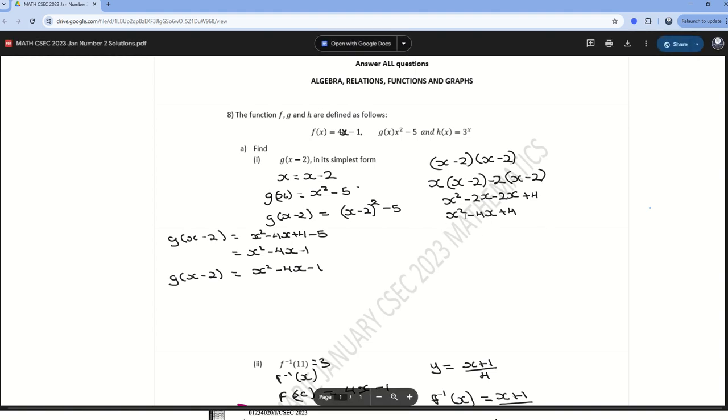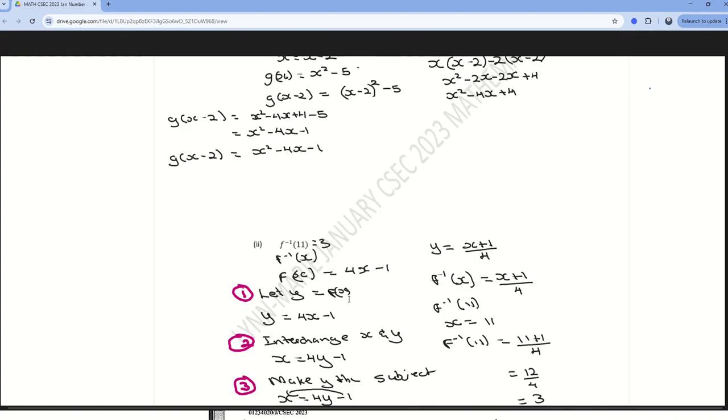Or you can multiply it out here, x squared minus 4x plus 4, and then you're minusing 5. 4 minus 5 is minus 1, so this would be the answer for this question. Then they want the f inverse of 11.